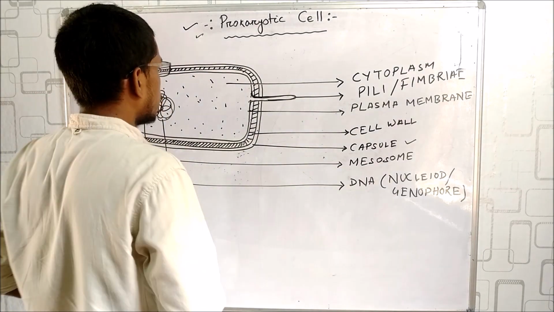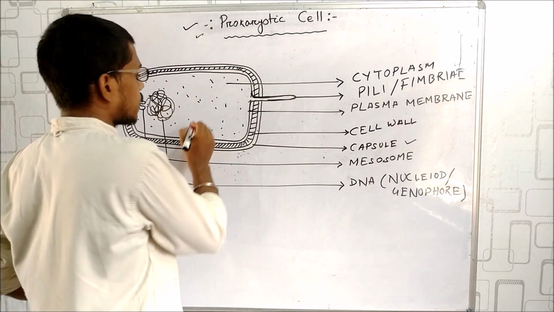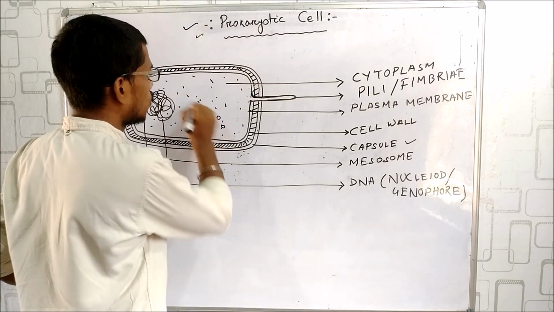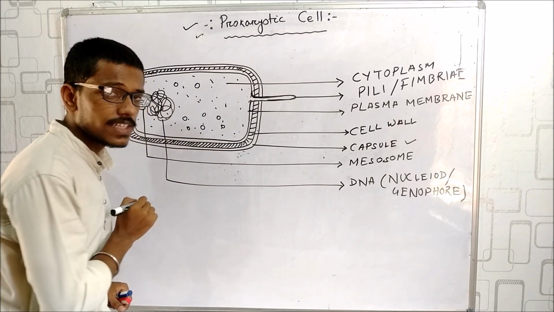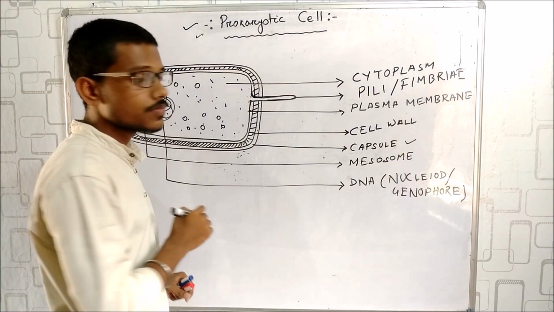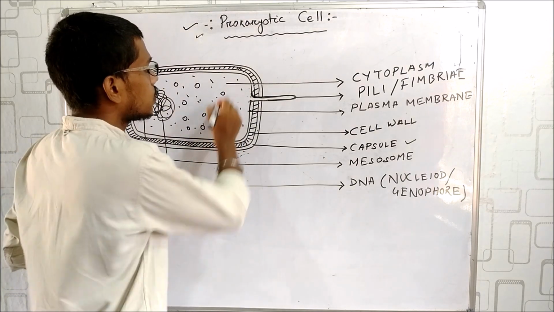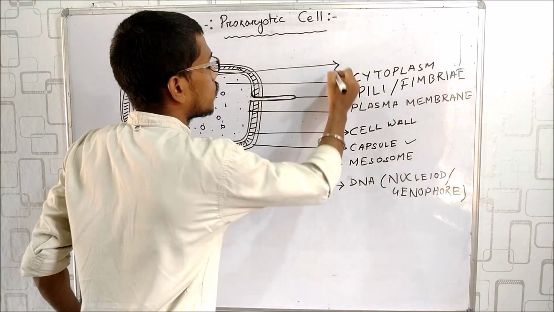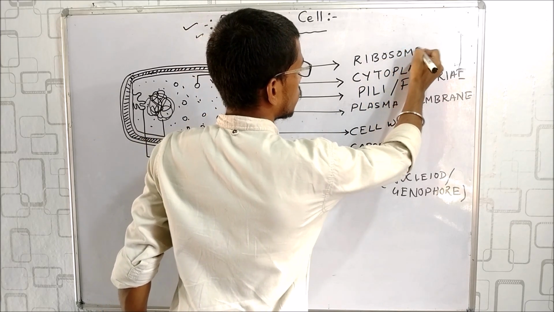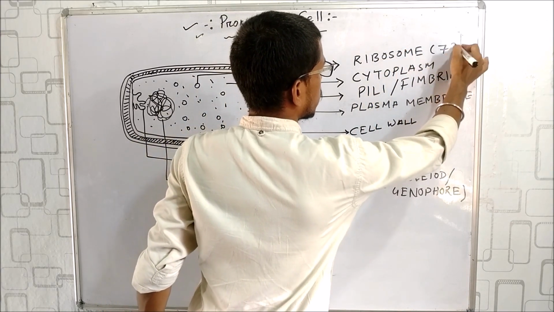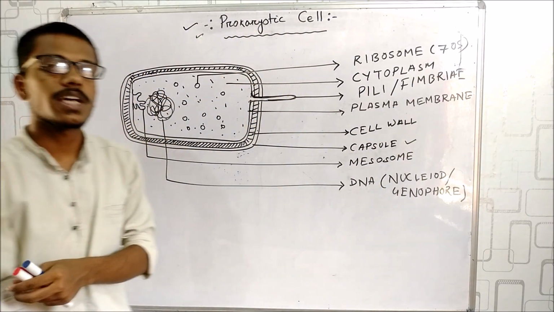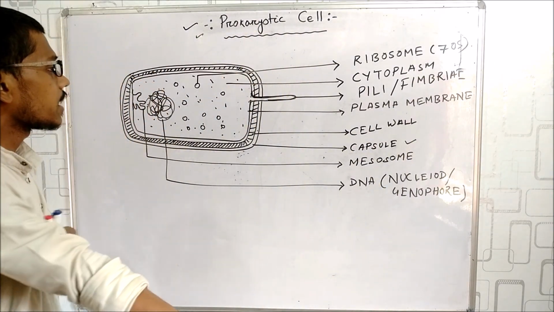Then in the cytoplasm there are the ribosomes. As you know, in the prokaryotic cell, what type of ribosome is present? That is the 70S type ribosome. So these are the ribosomes. Here in the prokaryotic cytoplasm there is 70S type ribosome.